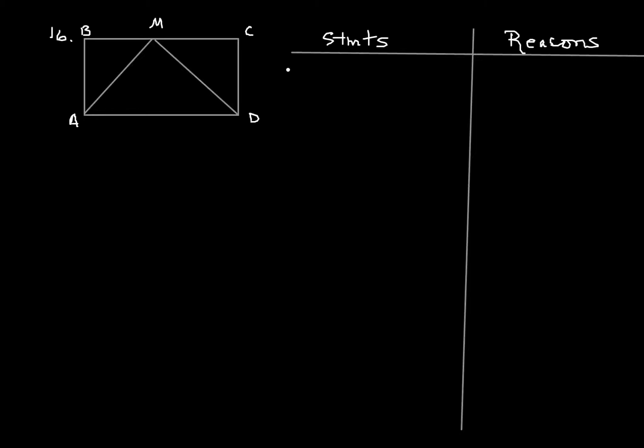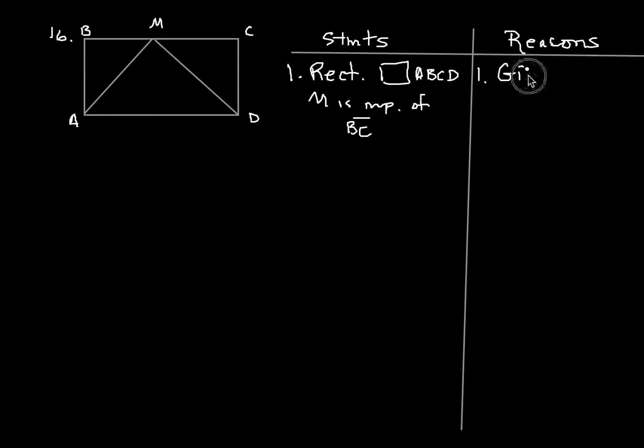All right, 16, we're given different things. We're given a rectangle. So that gives us different things to work on. So we're given rectangle ABCD, and we're given another part. This one's a little bit easier. We're given that M is the midpoint of BC.